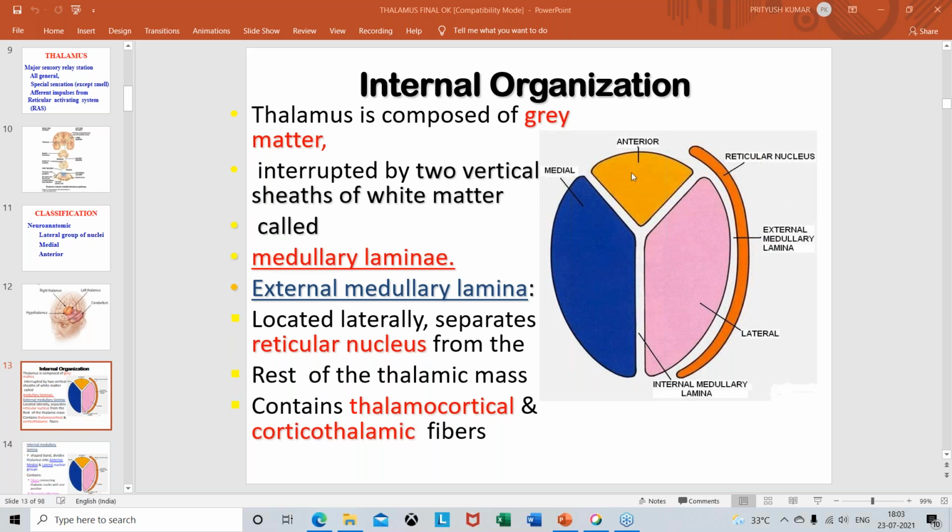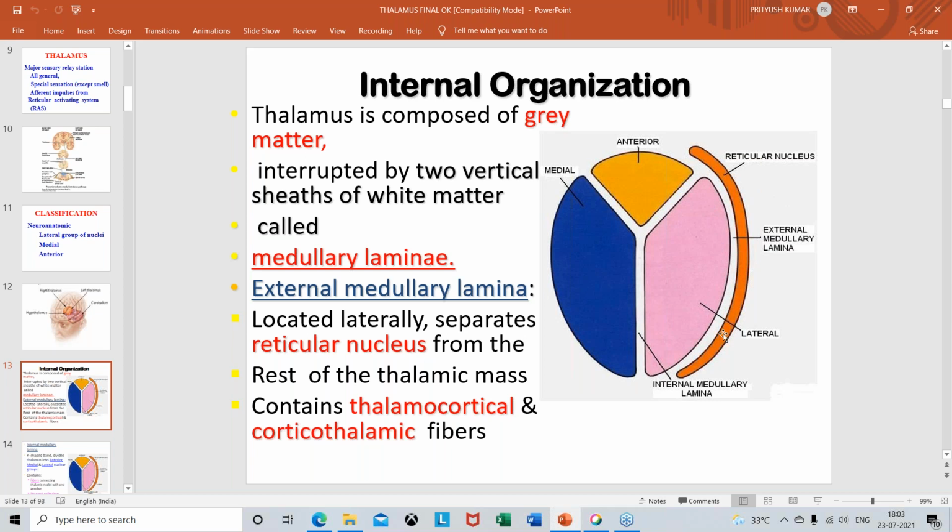The thalamus is composed of gray matter. You'll find the gray matter, this is all gray matter, and we have the medullary lamina. This is the sheath of white matter, known as the medullary lamina. We have the external medullary lamina, and this Y shape is the internal medullary lamina. This external medullary lamina separates the reticular nucleus from the rest of the thalamic nuclei. So this is the rest of the thalamic nuclei, and this is the reticular nucleus.